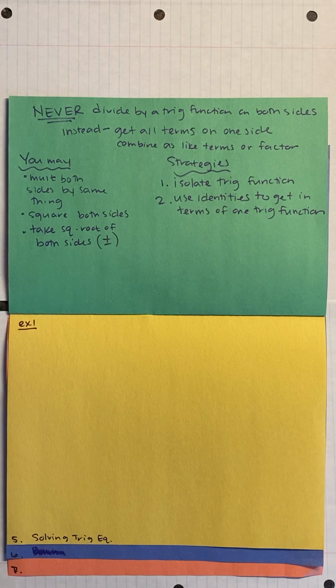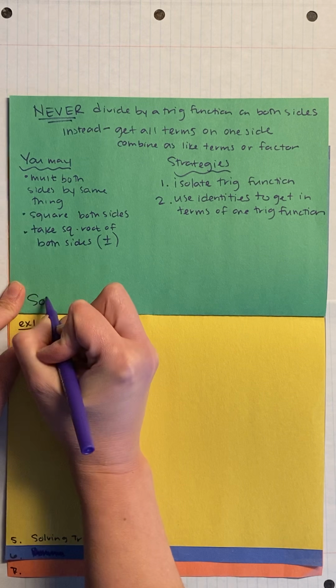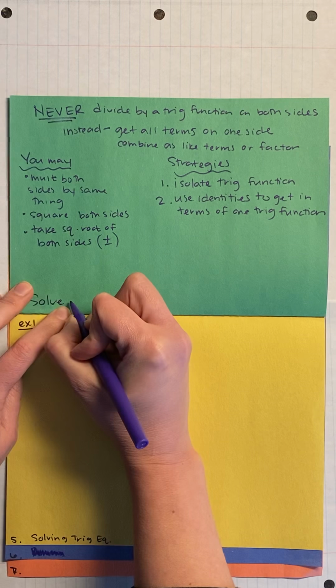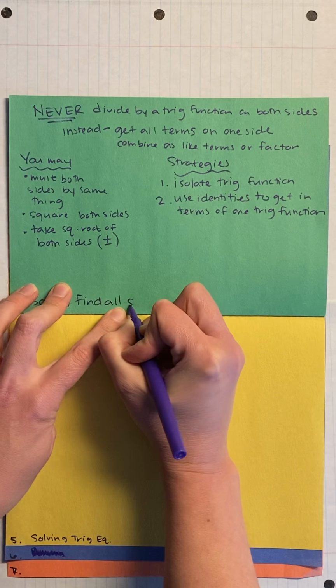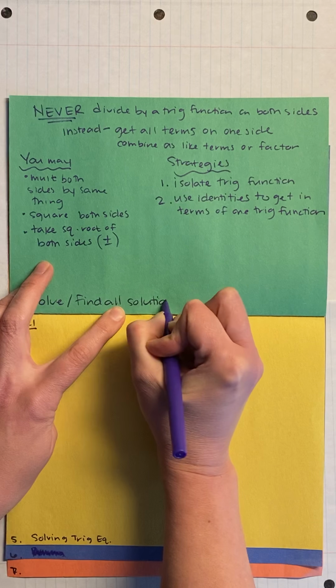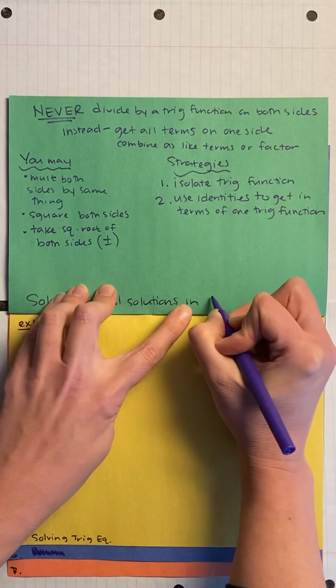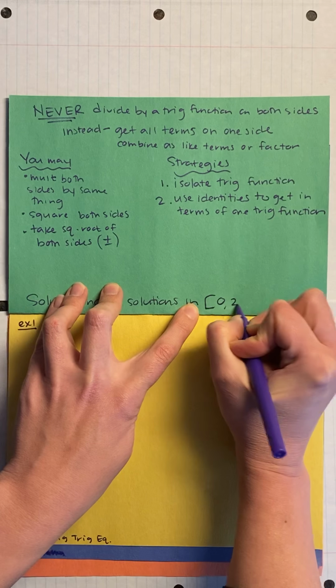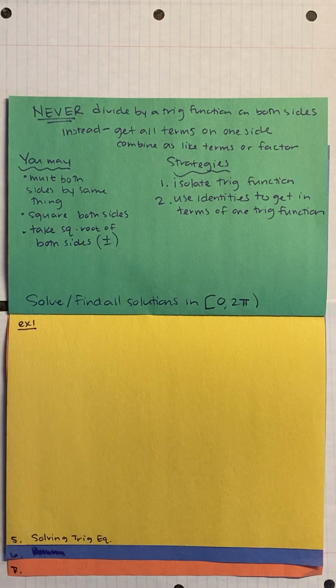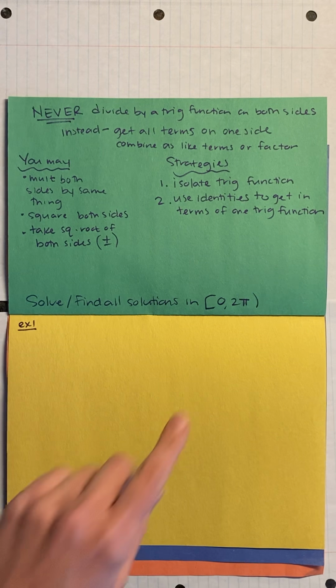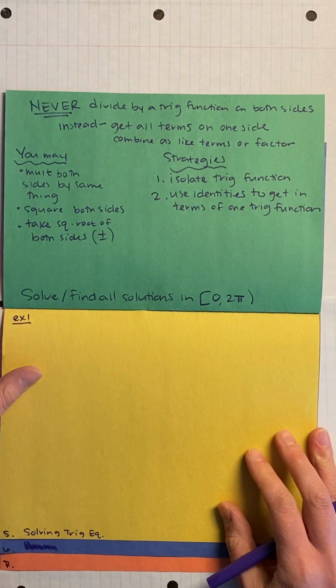And the instructions are going to say, actually I'll write it up here, solve or find all solutions in the interval 0 to 2 pi. And this is going to bring back the reason that we revisited the unit circle on the back. So pay attention to your interval notation.